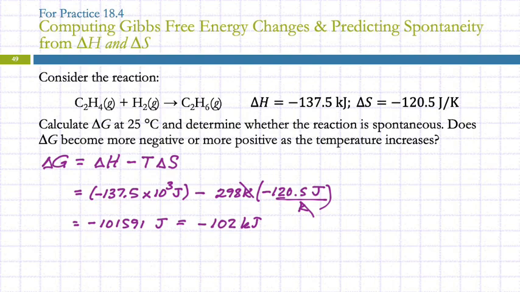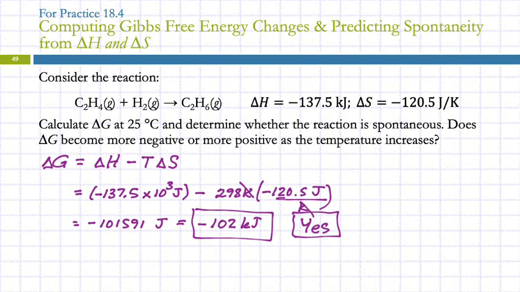So delta G is negative 102 kilojoules. Is it spontaneous at this temperature? Yes. So this is one of the answers. Determine or calculate delta G. The next answer is yes, it is spontaneous.